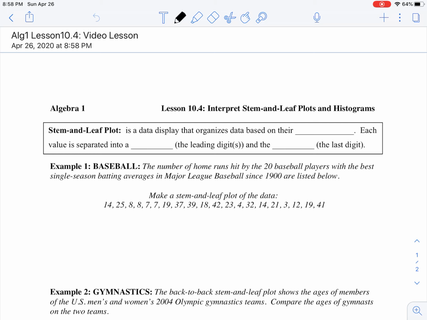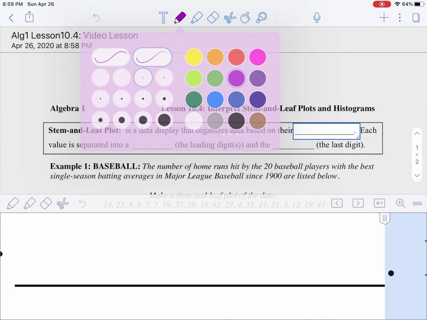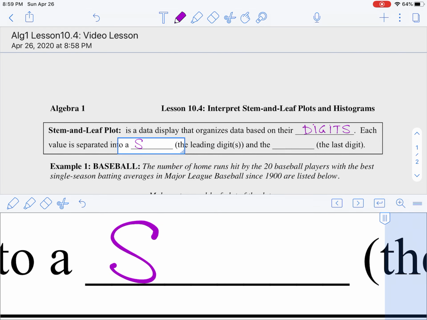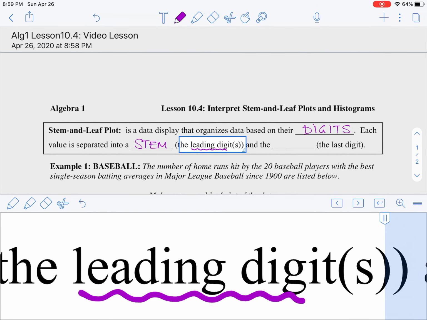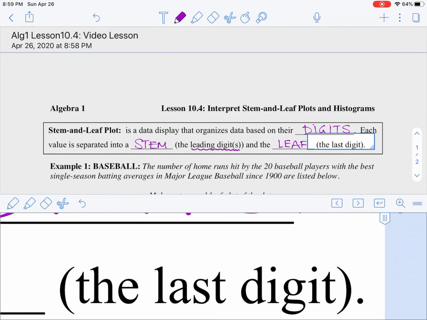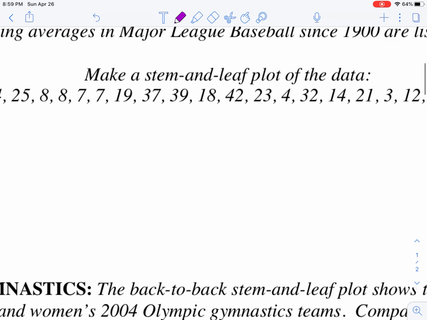And it's a data display based on their digits. Each value is separated into a stem, which is the leading digit or digits, and the leaf, which is always the last digit. So here on example 1, you'll see that everything is a 2-digit number. So our stem should just have one number, our leaf should have one number.